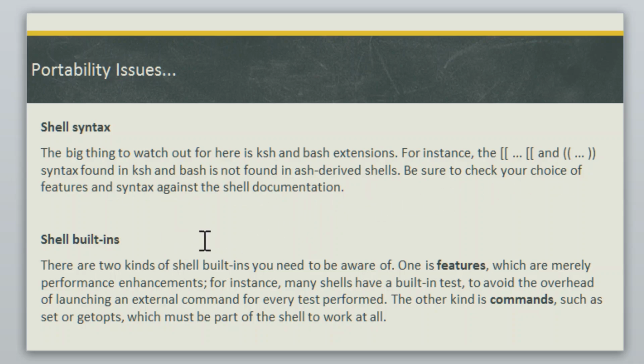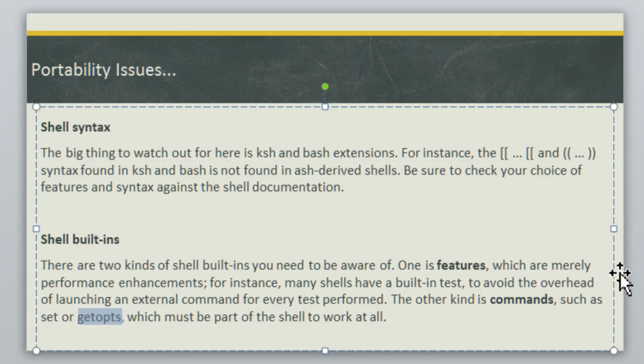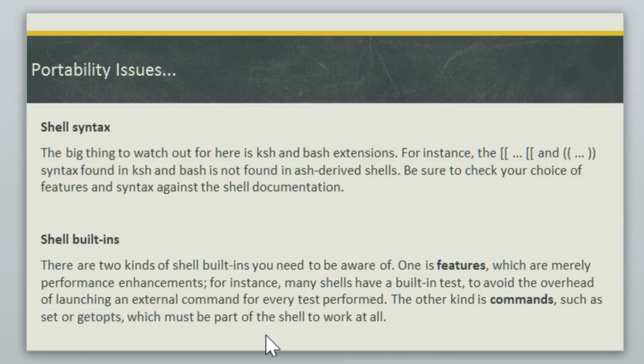There are two kinds of shell built-ins you need to be aware of. One is features, which are merely performance enhancements. For instance, many shells have a built-in test to avoid the overhead of launching an external command for every test performed. Okay, remember those test commands are usually going to be those double brackets or single brackets, right? That's how we test a statement. The other kind is commands, such as set or getopts, which must be part of the shell to work at all. So sometimes when we write a script and we use the set and getopts commands, it might not work on other systems. So you have to keep that in mind when you're writing your script and you think it may be used on other systems.